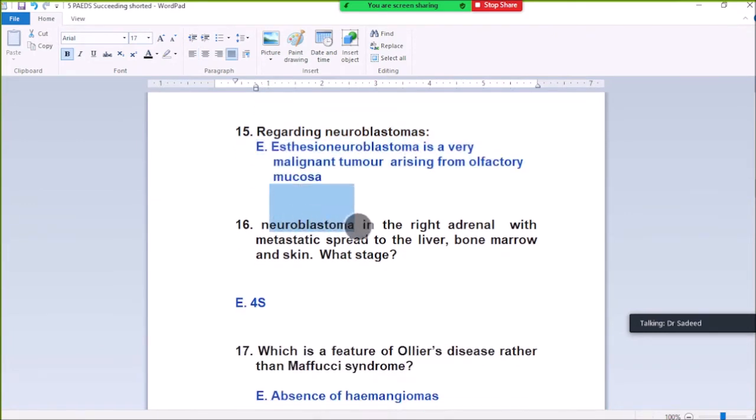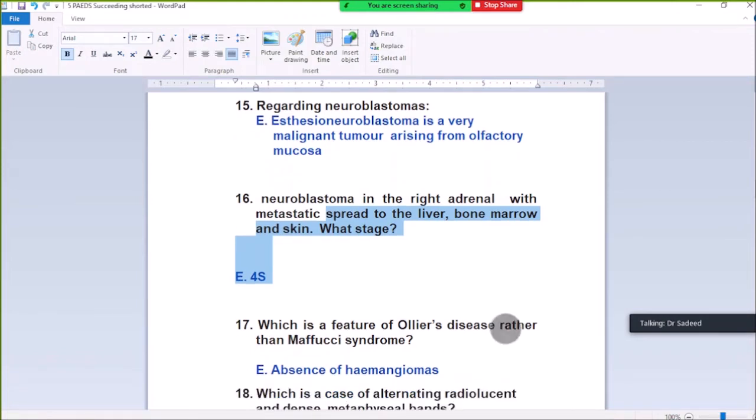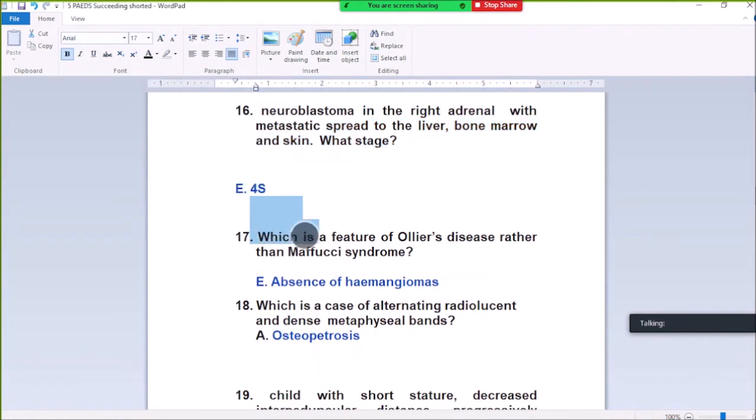Question number 16. Neuroblastoma in the right adrenal with metastatic spread to the liver, bone marrow, and skin. What stage? Stage 4S. Metastatic spread is seen in stage 4S. Metastatic spread to liver, bone marrow and skin of neuroblastoma is in stage 4S. Question number 17. Which is the feature of Ollier disease rather than Maffucci syndrome? Absence of hemangioma is seen in Ollier disease.